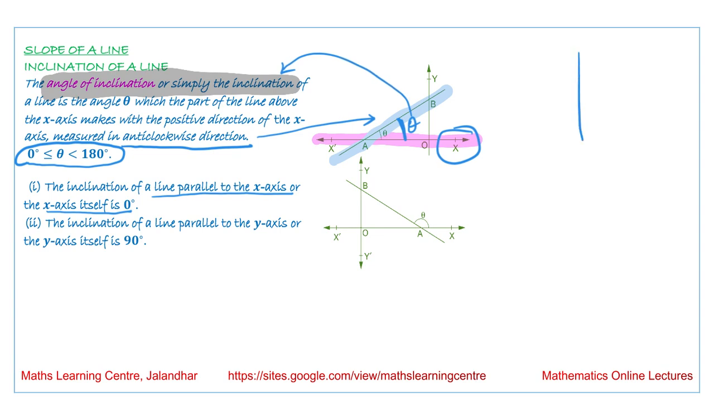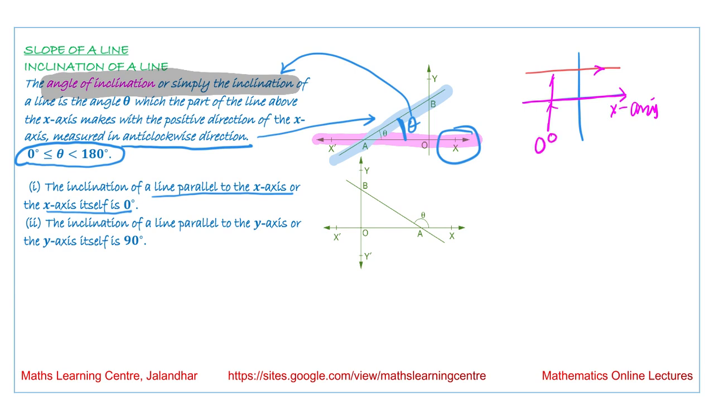We are saying these are the x and y axis. We are talking about a line which is parallel to the x axis, it may be this line, or we are talking about the x axis itself. This is the x axis and this is the line parallel to the x axis. So all these lines, when we talk about their angle of inclination, it is 0 degrees.